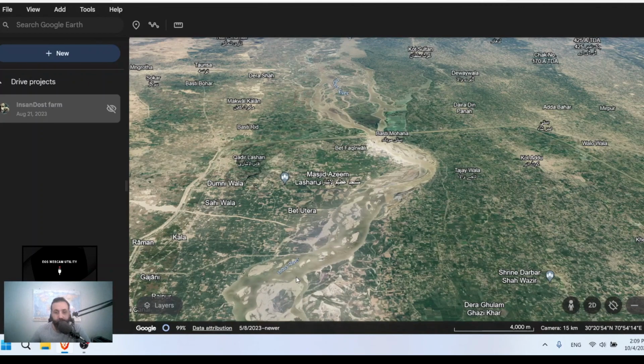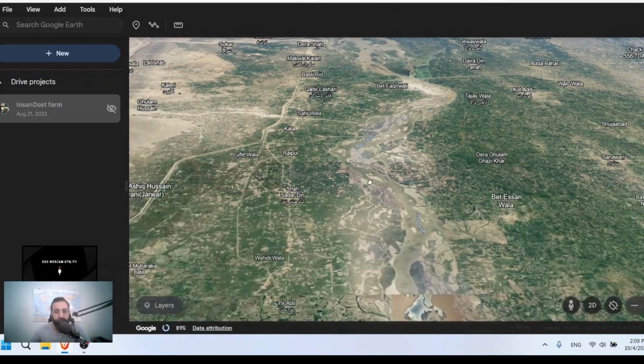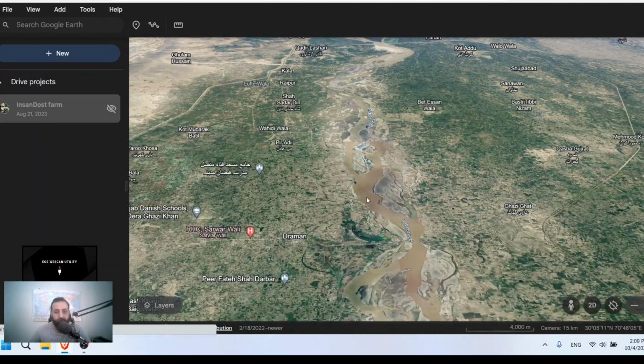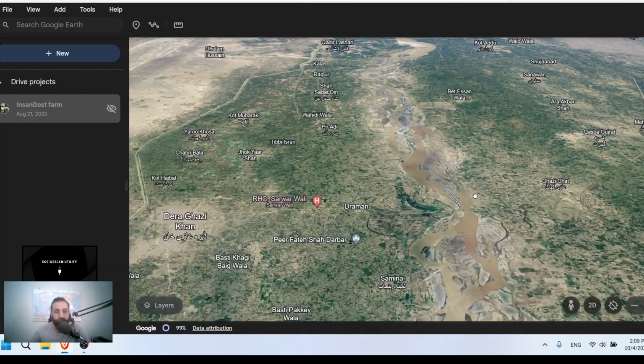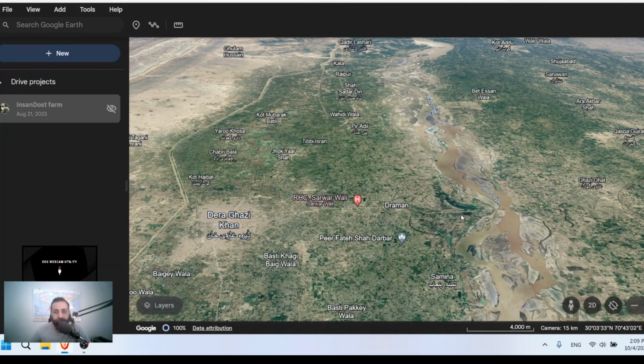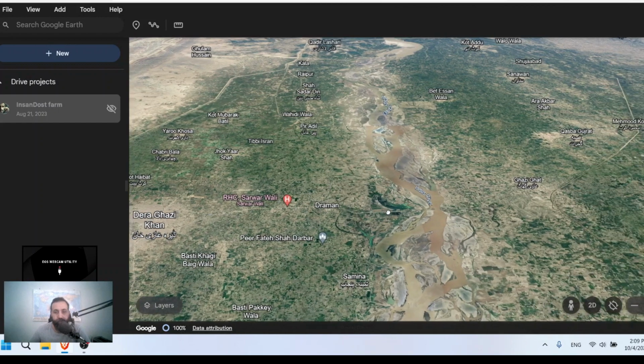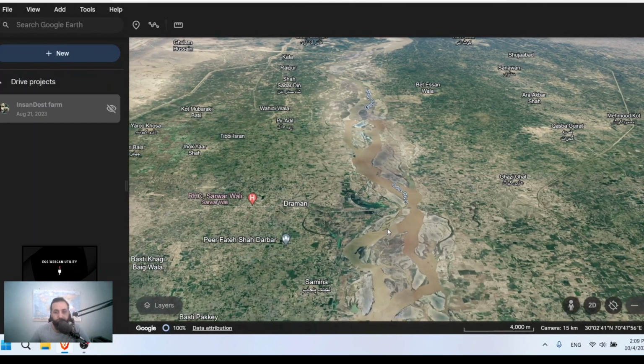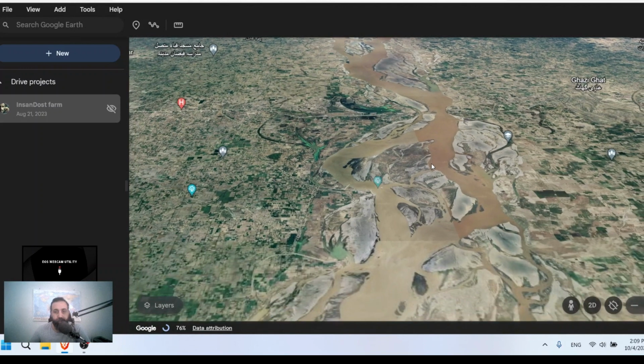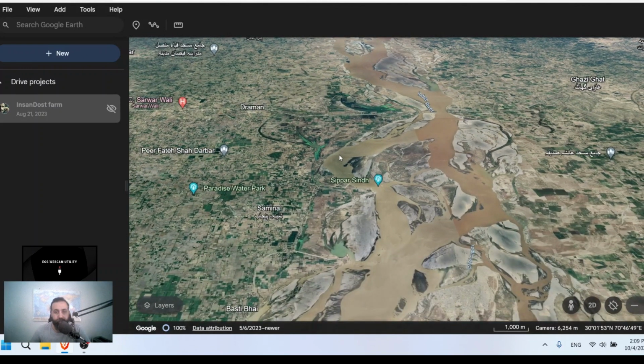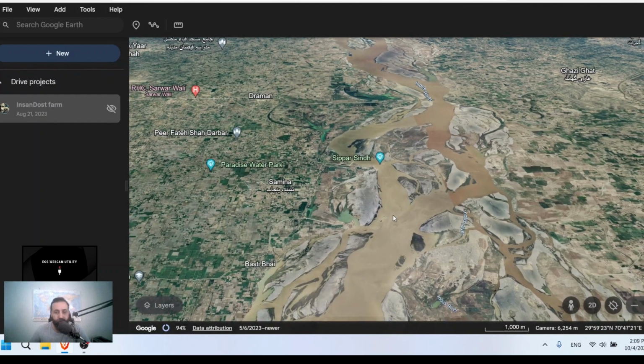So let us move to where I live. I live here in this city called Dera Ghazi Khan, just 25 kilometers away from the Indus River. And you see the river is breaching the west and east banks, swallowing the cities and causing a lot of bank erosion. And the reason is that we have cut down all the riparian forests.